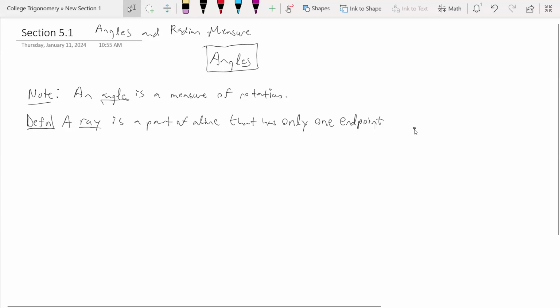So here's a picture of that. There's an endpoint, and then here's just a direction that the ray goes off in, right? Yeah, so just half of a line, basically, right? The line extends off into infinity in both directions, right? Okay.